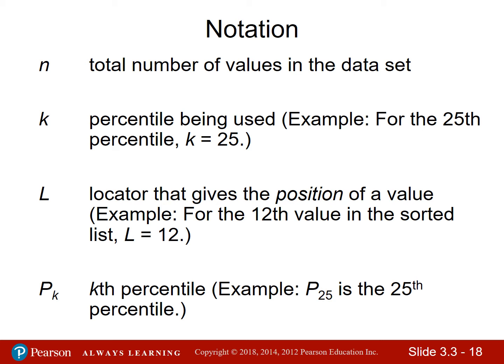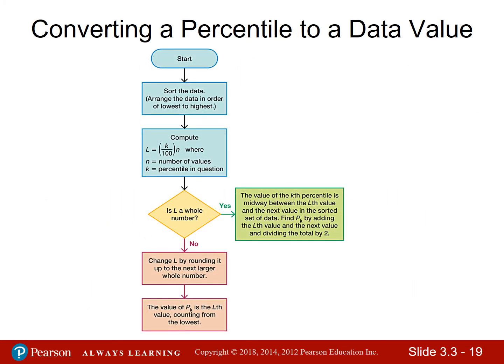Pk is the kth percentile. For instance, P25 is the 25th percentile, right? So Pk stands for this number here. All right, so the value of Pk is the Lth value counting from the lowest. So if L is 22, the value of Pk will be the 22nd value. You look at the table, you count, and when you get to the 22nd, you just pick that as Pk, right?